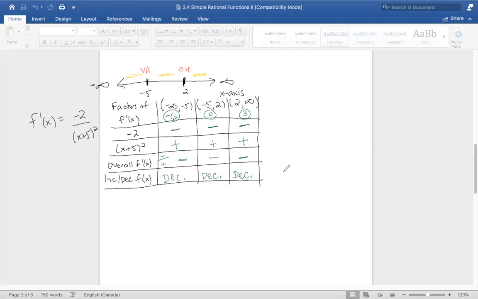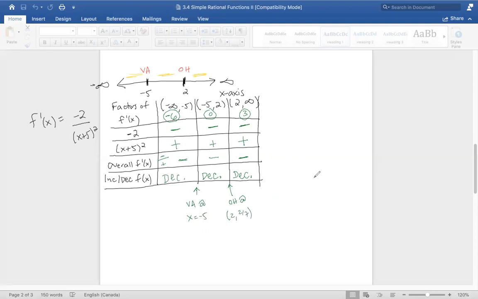I'll wait till we get to the second interval chart, but I need to state what's happening around this value of -5. I have here my vertical asymptote at x equal to -5. And then here at 2, I have my open hole, right? Open hole at, and I could put the coordinate point since I know it's 2 2/7.